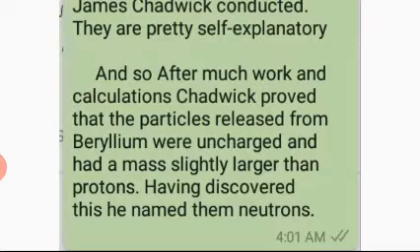Electrons are the lightest particles. Having discovered this, he named them neutrons. James Chadwick discovered neutrons.